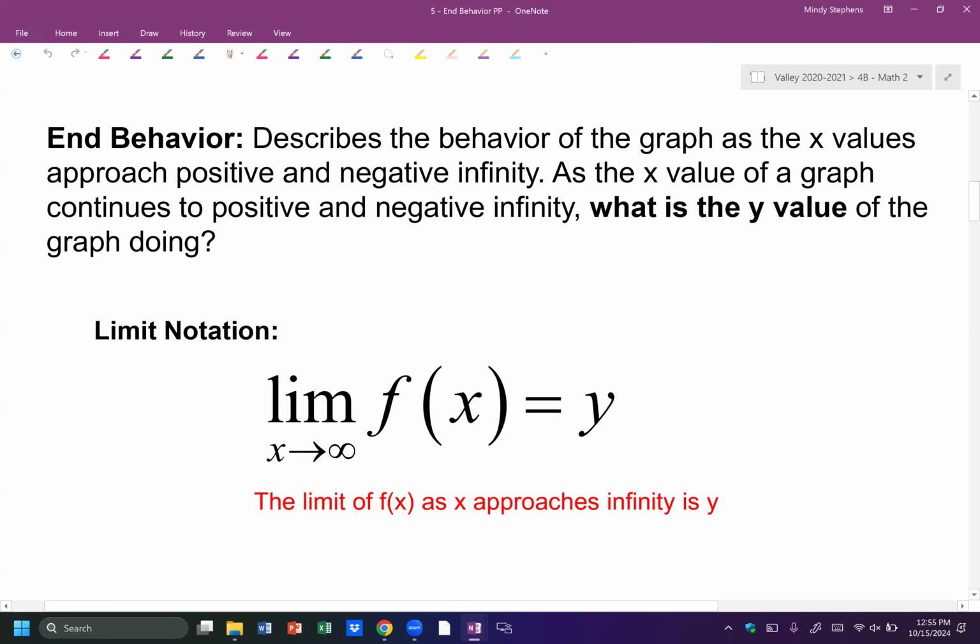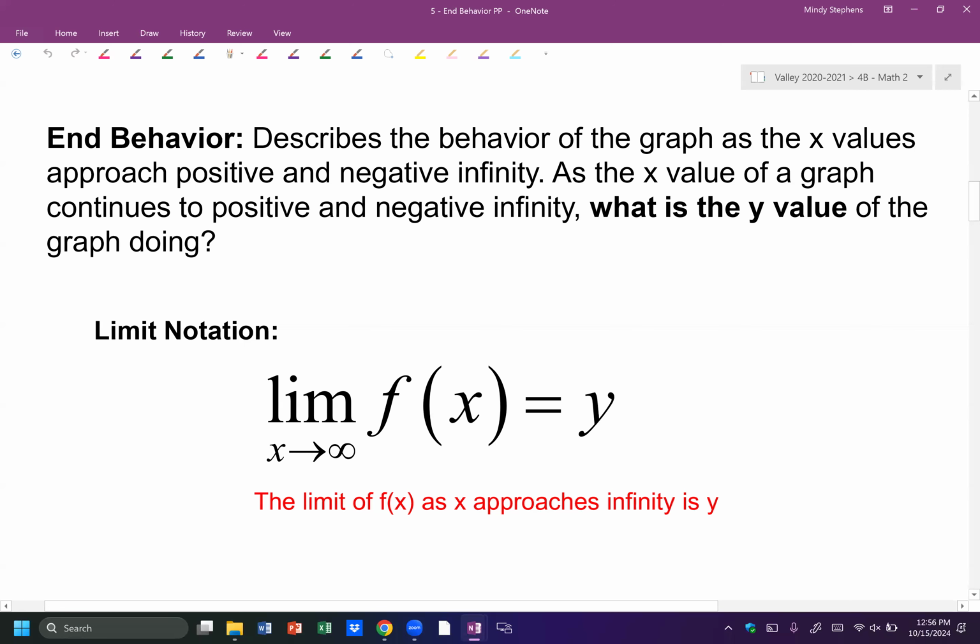The end behavior describes the behavior at the end of the graph as the x value approaches positive and negative infinity. As the x value of the graph continues to positive or negative infinity, what is the y value doing? So it's basically saying, on the left side and on the right side, is the graph pointing up or is the graph pointing down? That's all you have to tell. On the right side, is it pointing up or down? On the left side, is it pointing up or down?